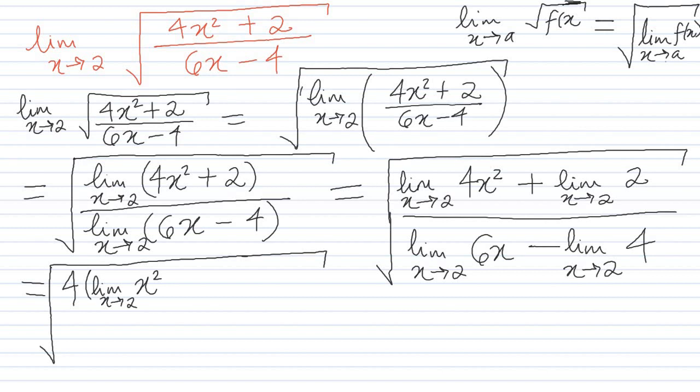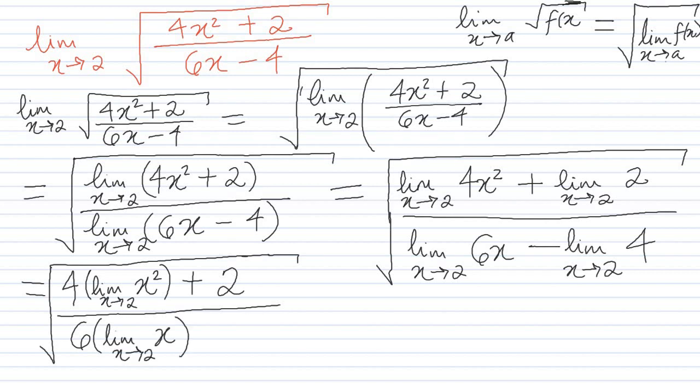plus the limit of 2 as x goes to 2. So the limit of a constant is that constant, divided by, here we bring out 6 times the limit as x goes to 2 of x, minus the limit of 4 as x goes to 2, which is just 4 right here, so minus 4.